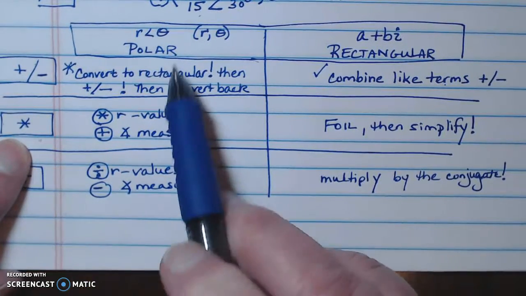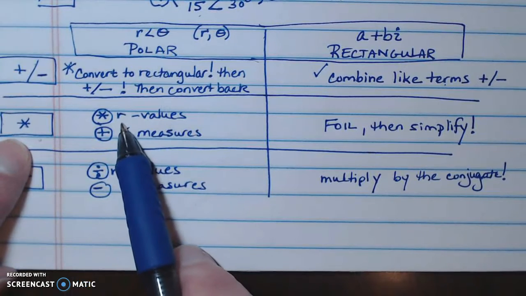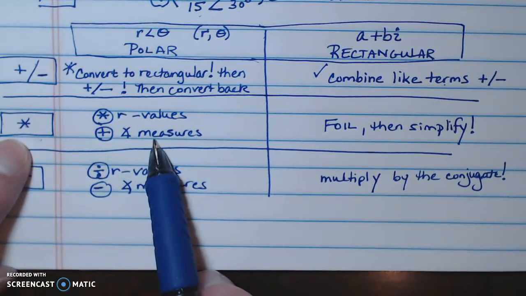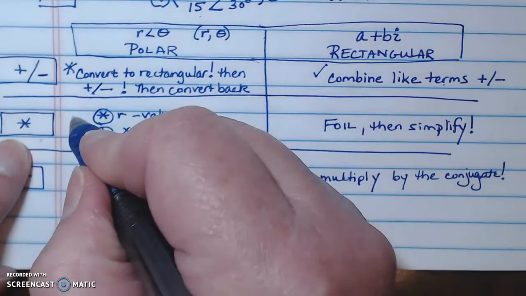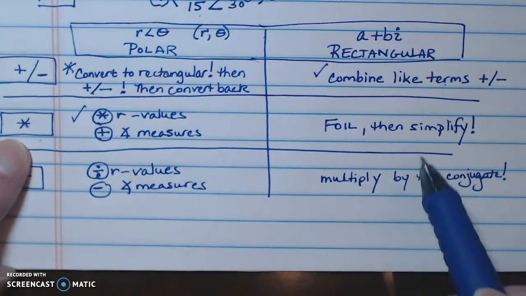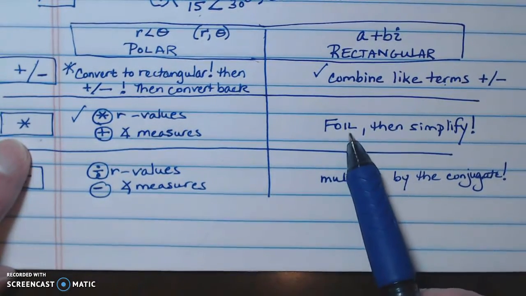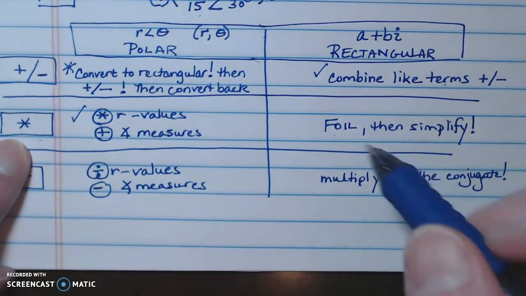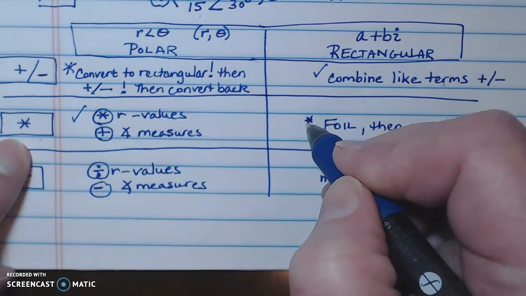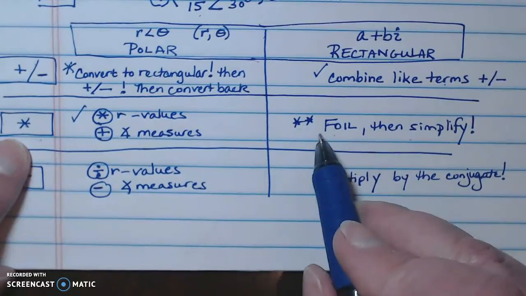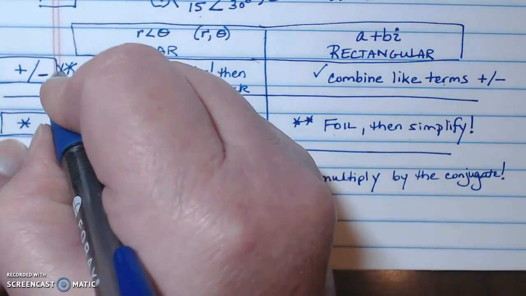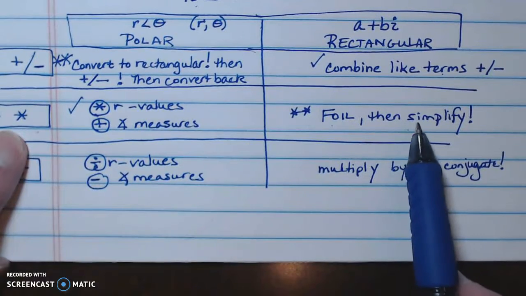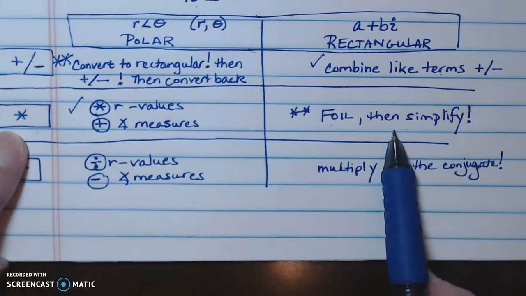When multiplying in polar, we just found that you get to multiply the R values and then add the angle measures. That sounds pretty easy, and it is easy. In rectangular, you have to FOIL and then simplify. So again here, this is more effort. I'm going to use double stars so we don't get that confused with multiplying. More effort. You have to FOIL and you have to simplify at the end, but it's not bad.